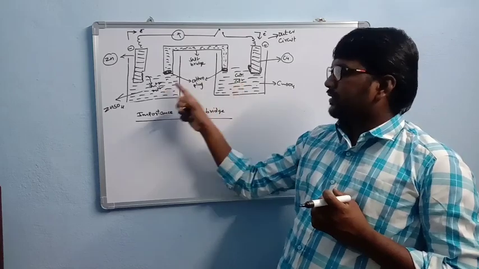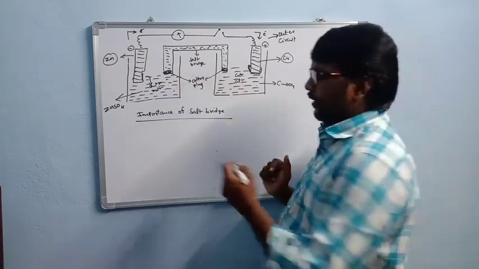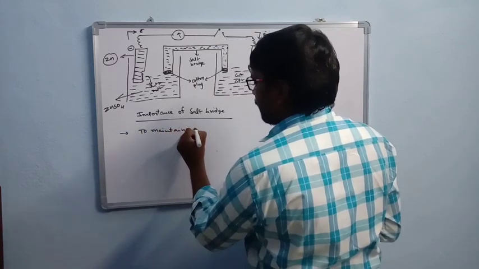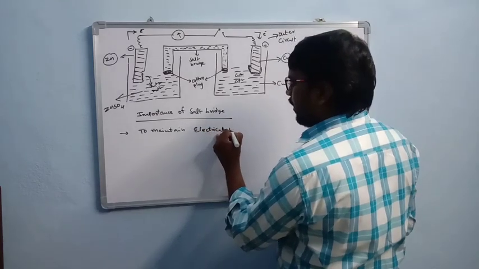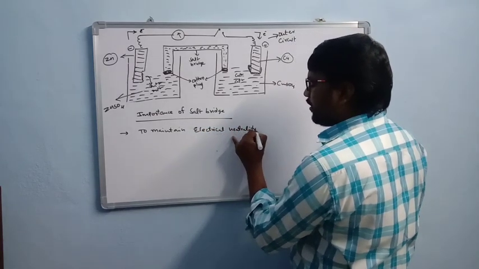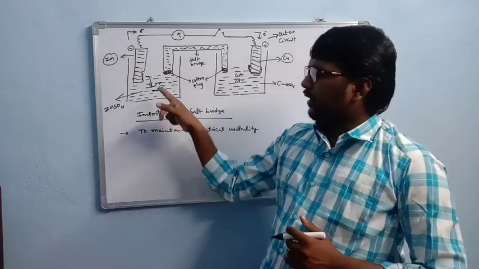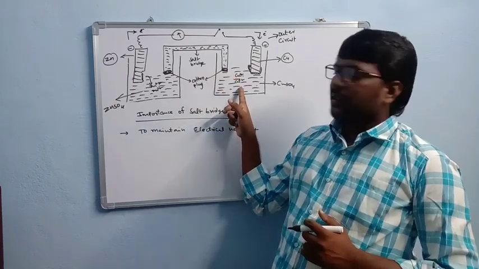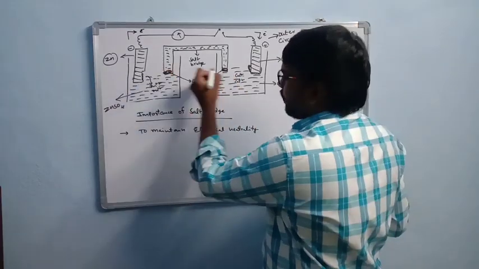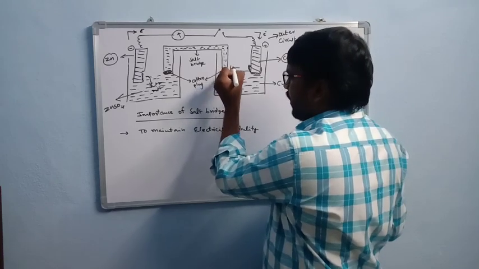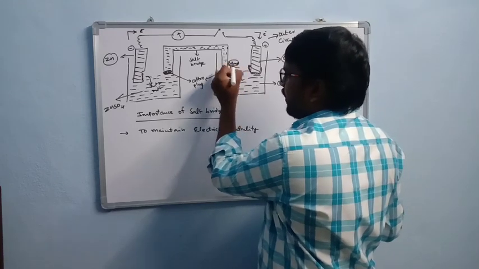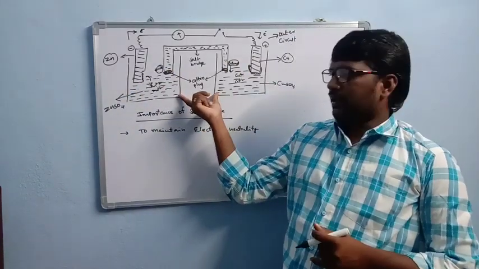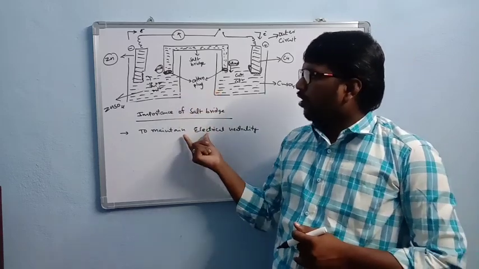So to balance this electrical neutrality, we use the salt bridge. The importance of the salt bridge is to maintain electrical neutrality. Right now we see that in this solution more positive ions are present, and here fewer cations are present. That's why it gives cations to one side and donates anions to the other. Due to that, charge neutrality takes place. So to maintain charge neutrality, the salt bridge is used.